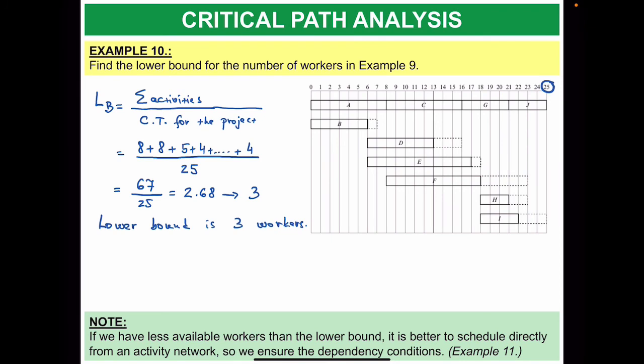And as the notes recommend, in case you have fewer workers available than the lower bound, it's still okay to go ahead with the project, but obviously you must count on the fact that you will not be able to finish it in the critical time, and the project will be delayed and the time will be extended. And if this happens, then it's better to schedule directly from the activity network, so you ensure that dependency conditions are met and followed.